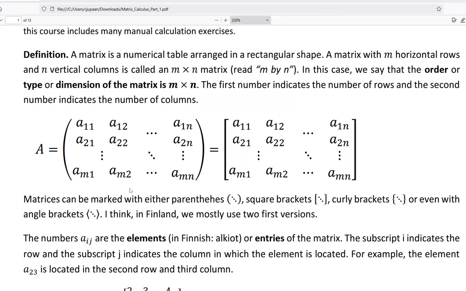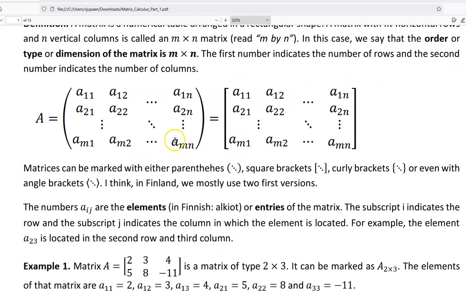But there are also other ways to notate those matrices: those curly brackets, in Finnish we say aaltosulku, wave brackets in Finnish. I'm not sure if that is an English version also. And the last one is the angle brackets. You may find all those kinds of notations in matrix calculations, but I think in Finland at least mostly those first two versions are used, those which you can see from the picture.